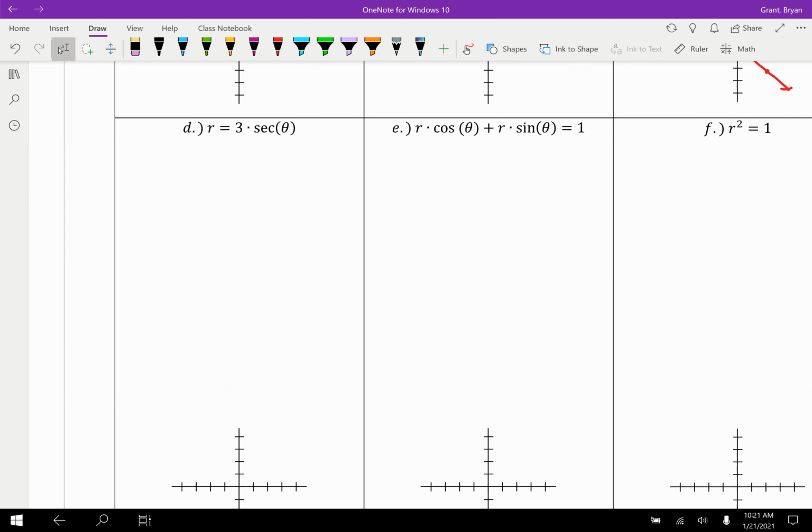R equals 3 secant of theta. I don't know much about secant, so let's go ahead and rewrite that as 3 times 1 over secant's reciprocal, 1 over cosine.